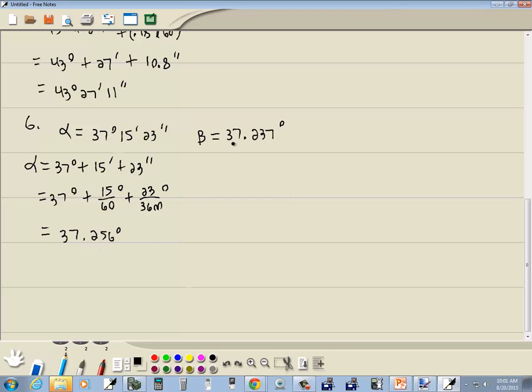Well, this is what alpha is, and here's what beta is. So it appears like alpha is greater than. So our answer on this one is alpha is greater than beta. Now again, we could use our calculator to convert that to decimal form.